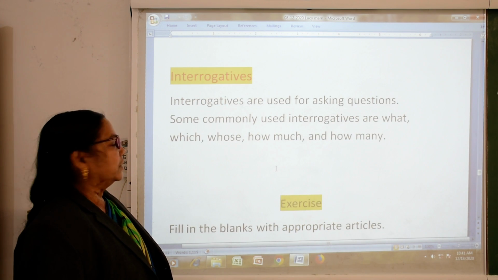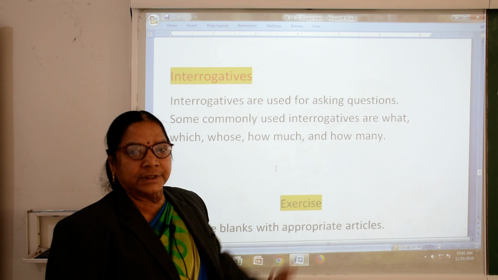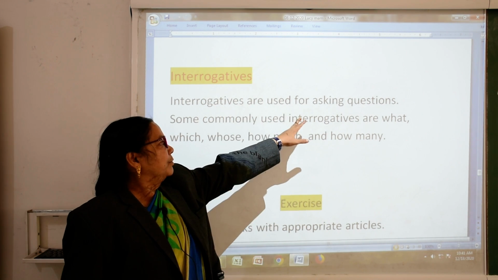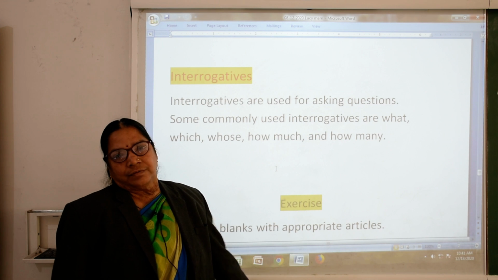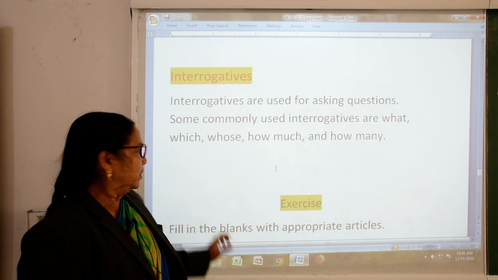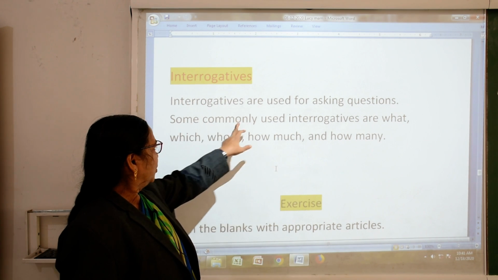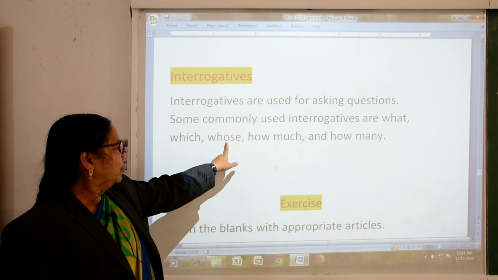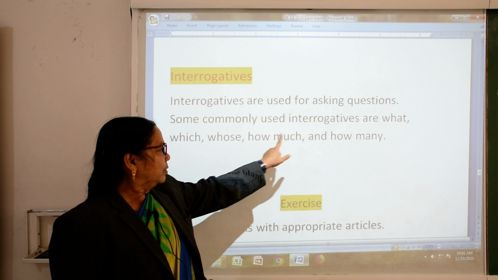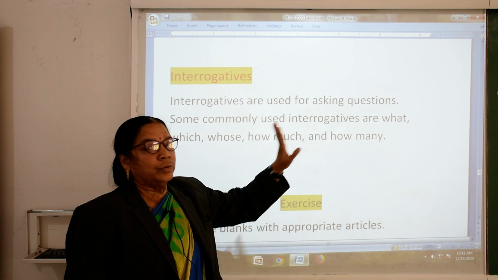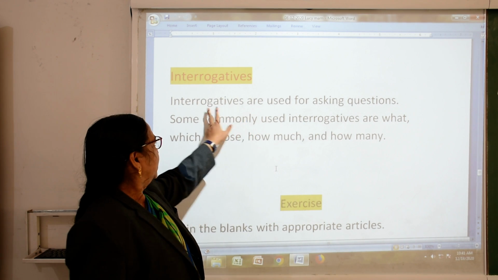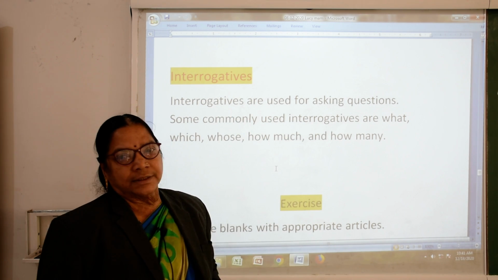Now, interrogatives. We have already studied interrogatives, but again, interrogatives are used for asking questions. We ask questions with where, what. Some commonly used interrogatives are what, which, whose, how much and how many. Interrogatives are used for asking questions, very simple.